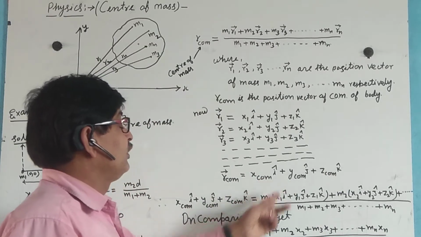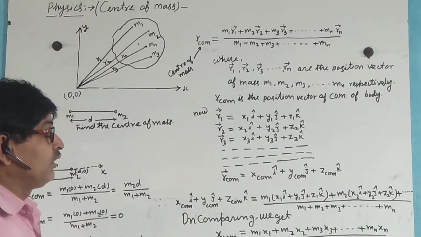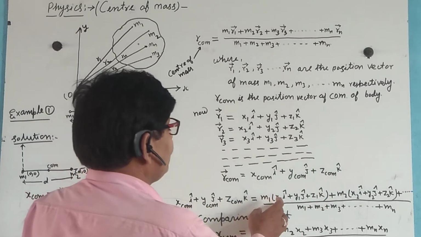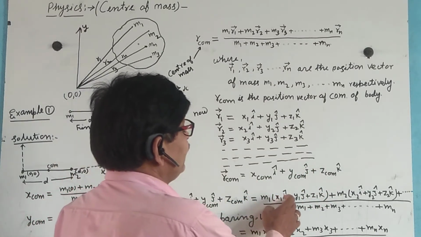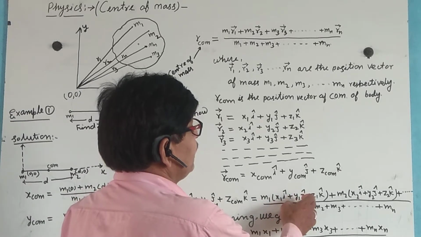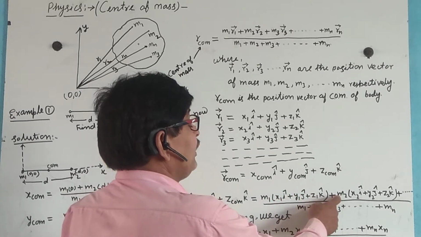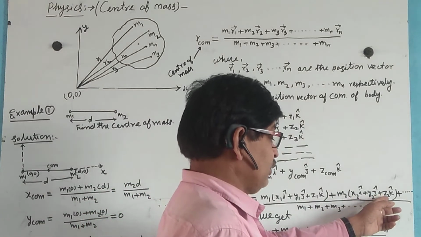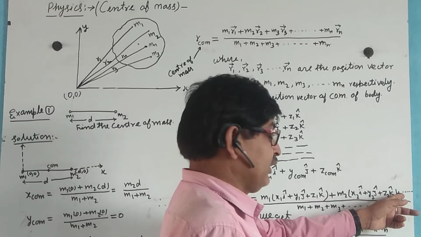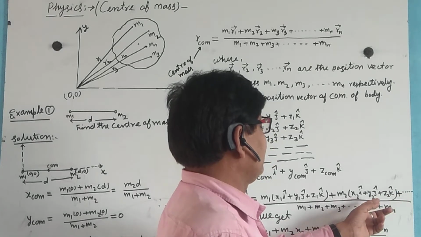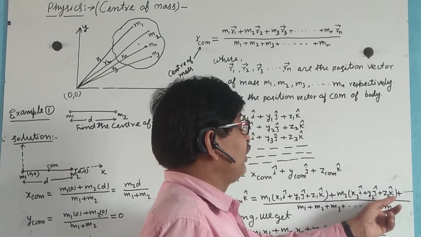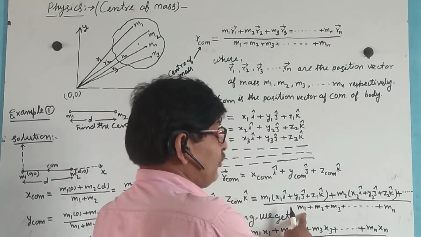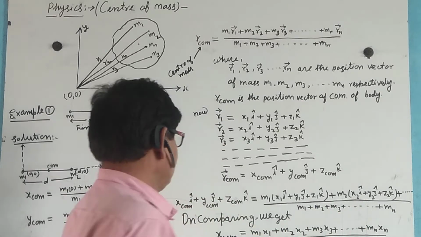This can be written in vector form, so this is equal to m1 (x1 i cap + y1 j cap + z1 k cap) + m2 (x2 i cap + y2 j cap + z2 k cap) + m3 (x3 i cap + y3 j cap + z3 k cap) + ... divided by m1 + m2 + m3.